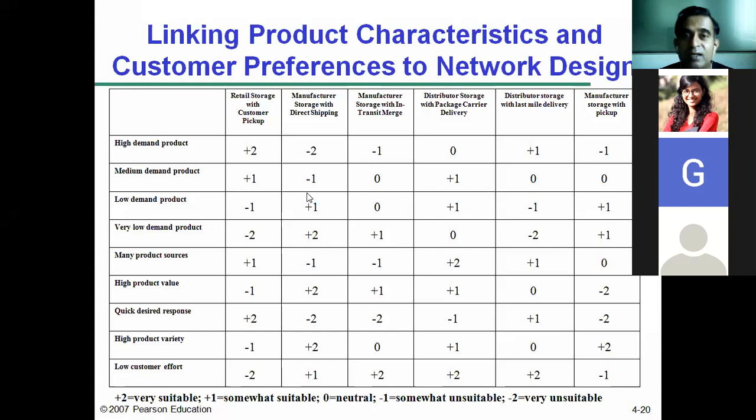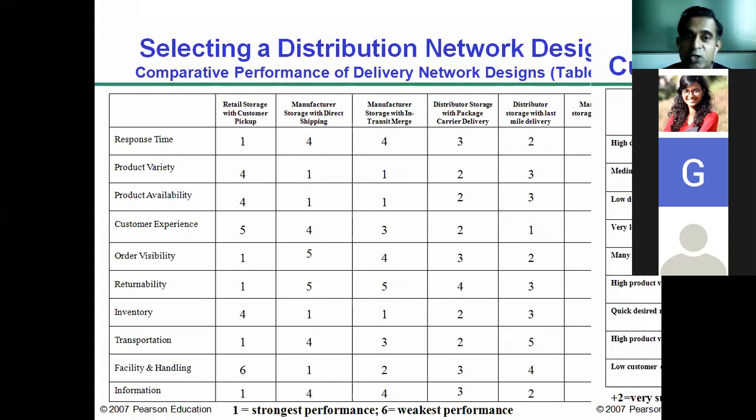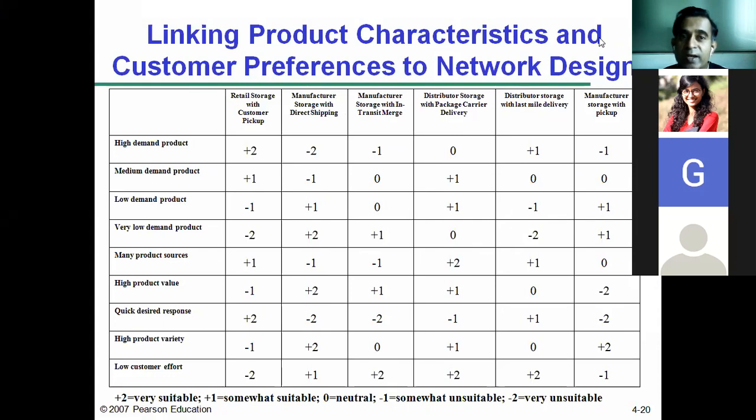But again, the warehousing of the finished goods will be done by a third party itself, not by Apple in India. It will be done by a third party who can consolidate the orders. So this way, a company can select a distribution network by comparing the performance of delivery network designs on each of these criteria that determine or influence the design of a distribution network, as well as by linking the product characteristics and customer preferences. So if you have any doubt, you can ask.